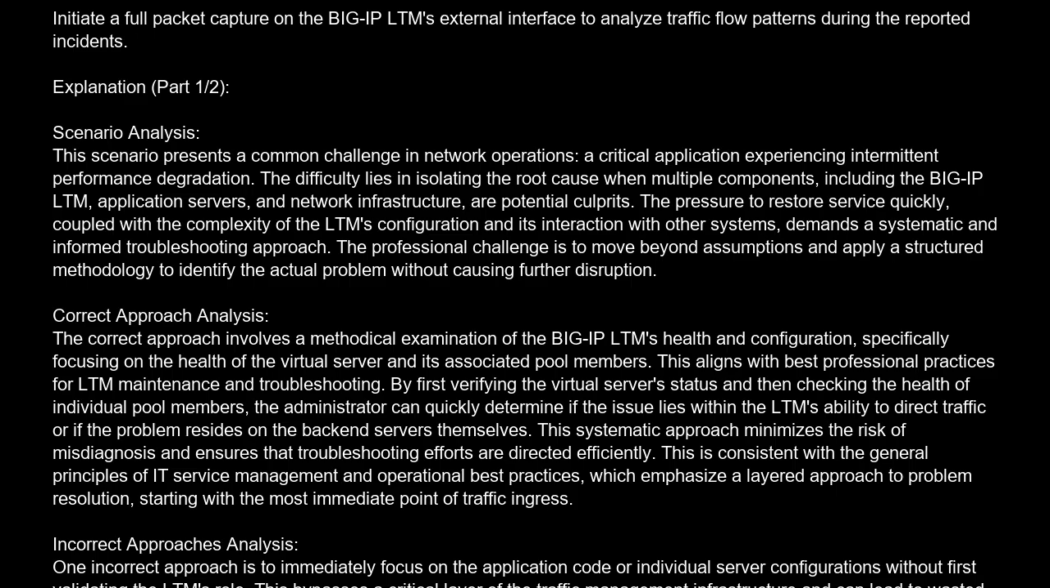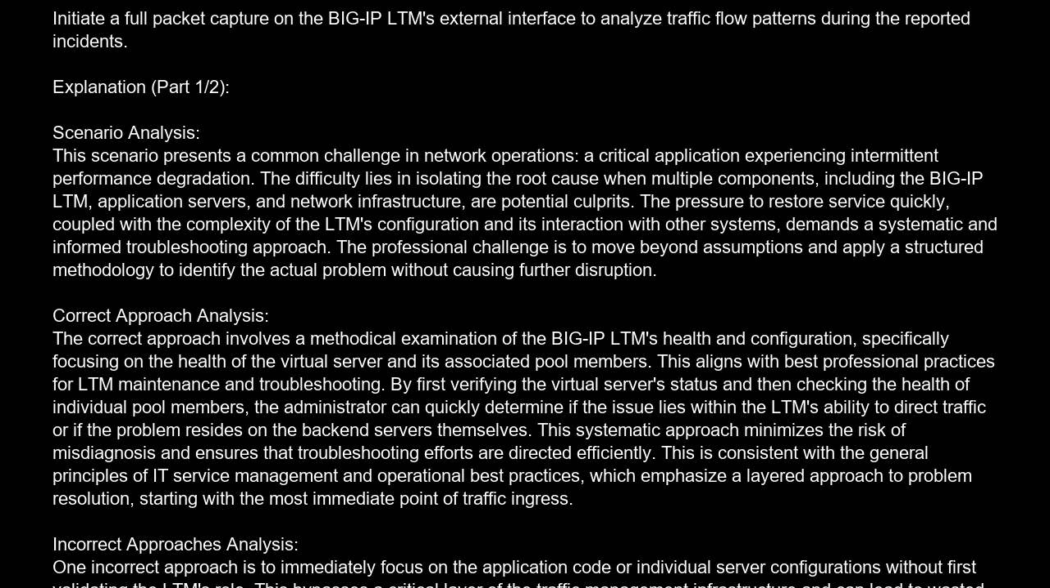The professional challenge is to move beyond assumptions and apply a structured methodology to identify the actual problem without causing further disruption. Correct approach analysis. The correct approach involves a methodical examination of the BIGIP LTM's health and configuration, specifically focusing on the health of the virtual server and its associated pool members.